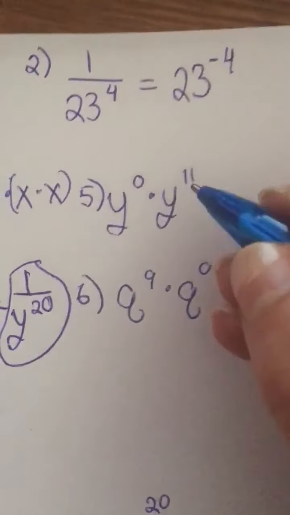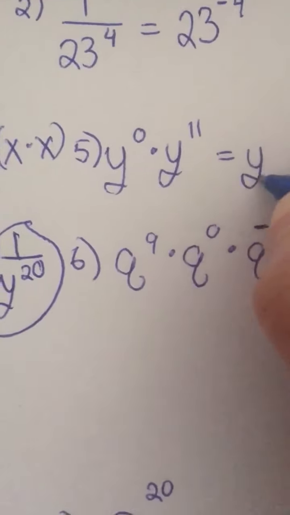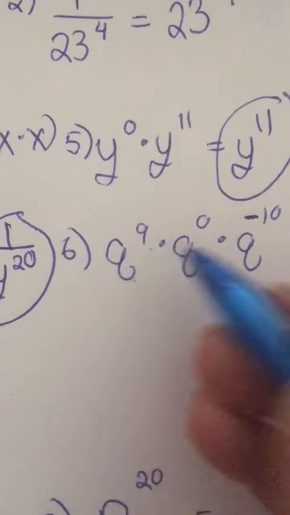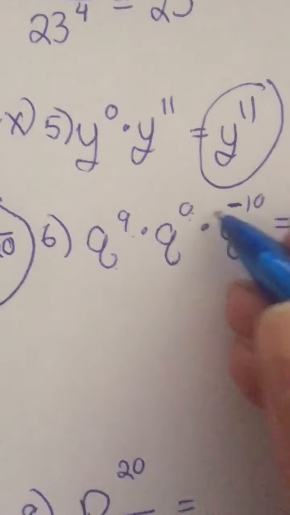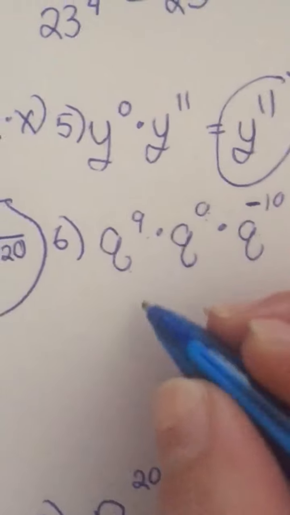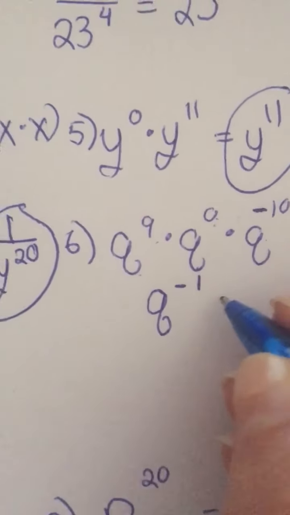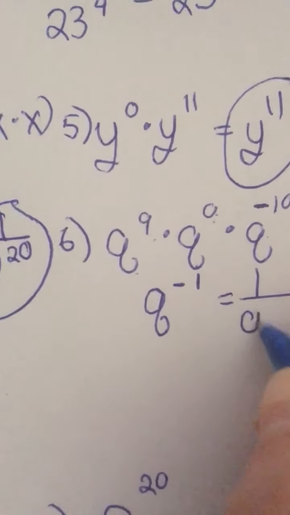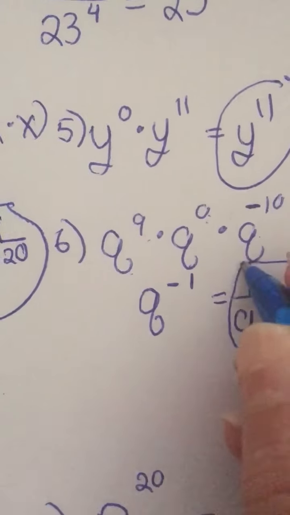Y to the 0 times y to the 11th. 0 plus 11 is just 11, so it's y to the 11th. And then we have q to the 9th times q to the 0. 9 plus 0 so far is 9. And then we have to subtract 10, so it would be q to the negative first, which again, when it's a negative power, you're going to write 1 over and make it positive. You don't have to write first when it's to the first power.